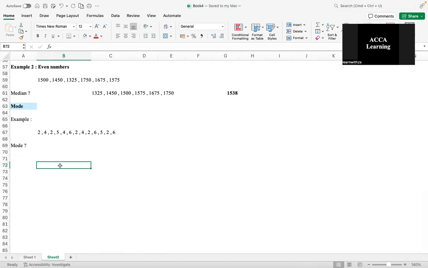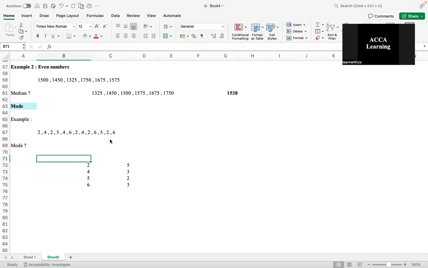So in this case, let's take this as your set. Let's take your number 2. How many times is your number 2 occurring? 1, 2, 3, 4, and 5 times, right? Then your number 4. How many times is your number 4 occurring? 1, 2, 3, 3 times. So 3 is your frequency. Then your number 5. How many times is number 5 occurring? 1 and 2, 2 times. And then how many times is your number 6 occurring? 1, 2, and 3 times.